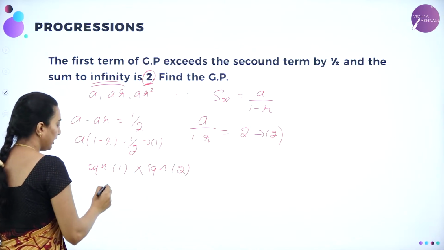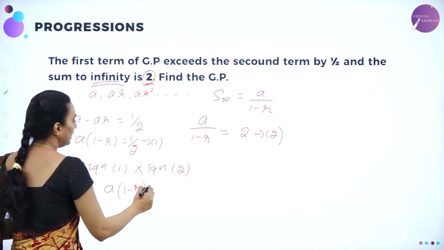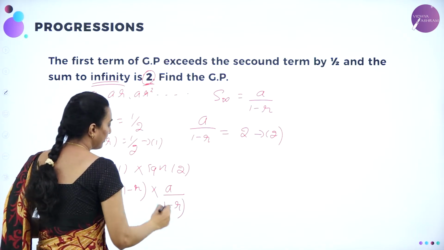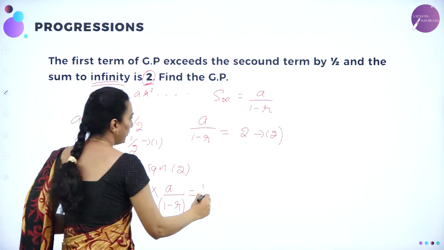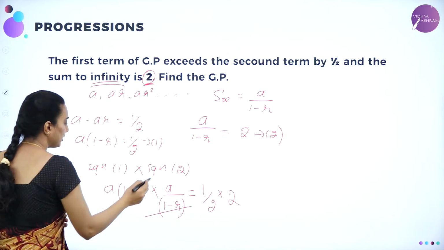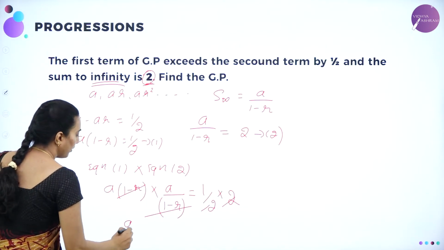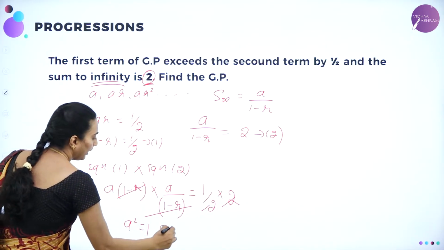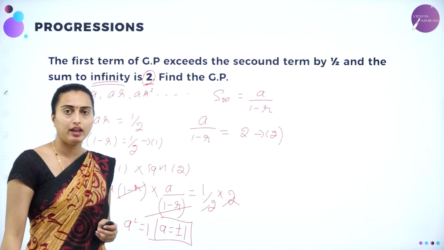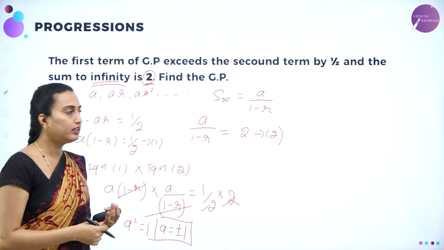What happens, dears? a into 1 minus r into a divided by 1 minus r is equal to 1 by 2 into 2. So therefore, 1 minus r will go, and the 2 will go. a into a is a squared is equal to 1, or a is equal to plus or minus root 1, which is 1 only. Now, a you got as plus 1 or minus 1. I am taking plus 1 here. I am finding the r.